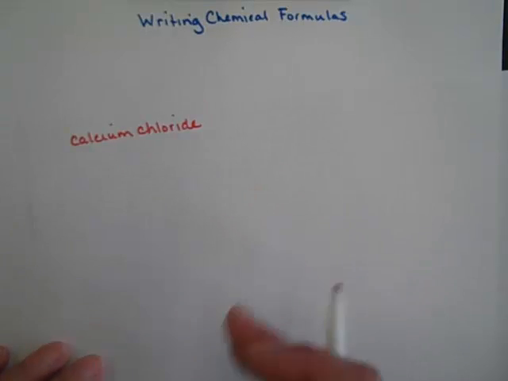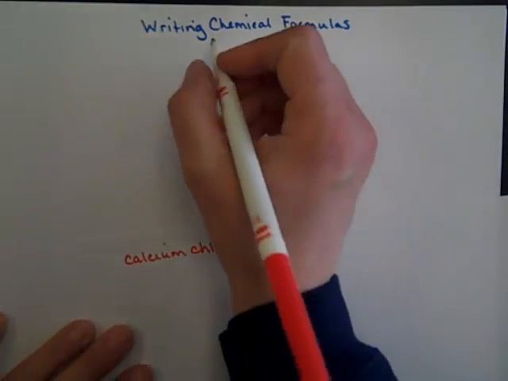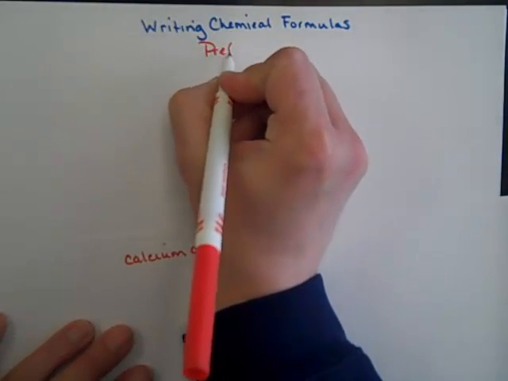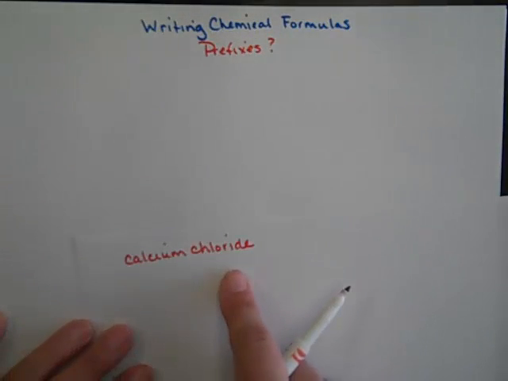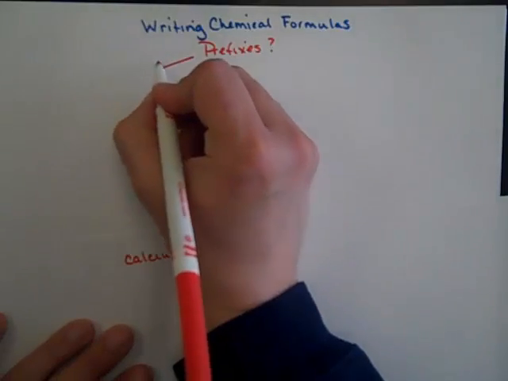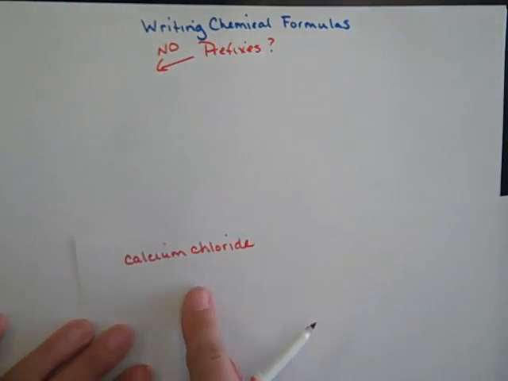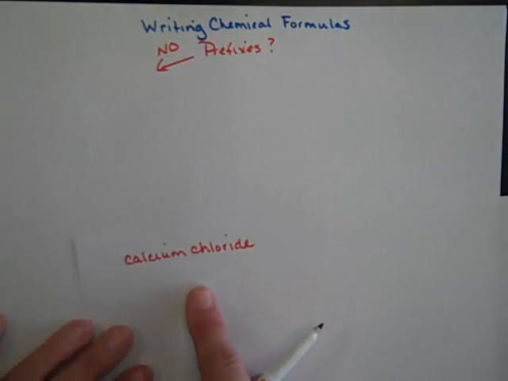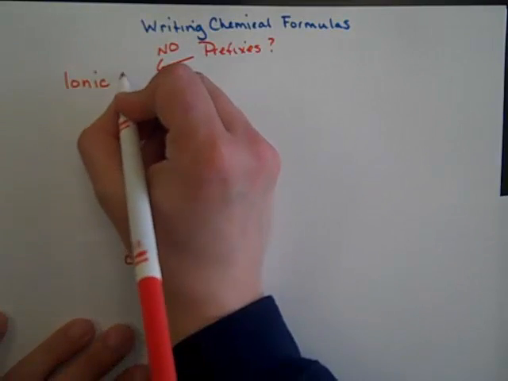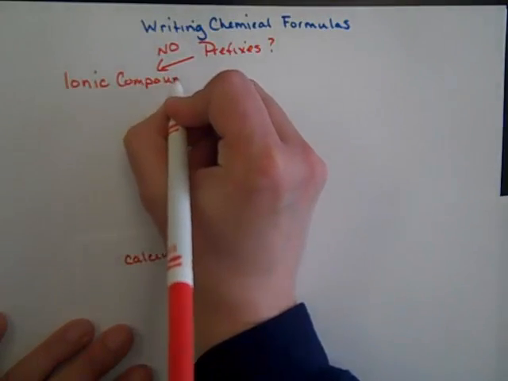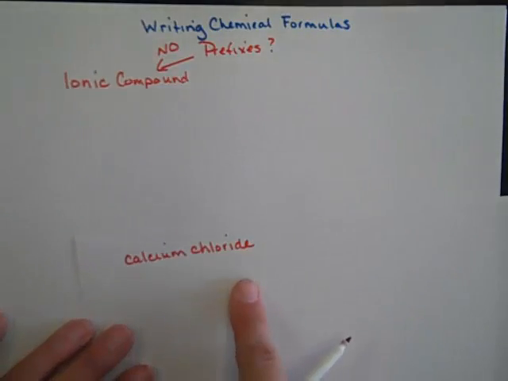So first thing that we have to do is we have to figure out whether or not it's an ionic compound or a molecular compound. Just looking at that name, how do you decide? Well, the first thing you ask yourself, does it contain prefixes? Are there any prefixes in this compound? Well, no, there's not. So if there are no prefixes, what kind of a compound is this? It would have to be ionic. So an ionic compound is not one that uses prefixes.